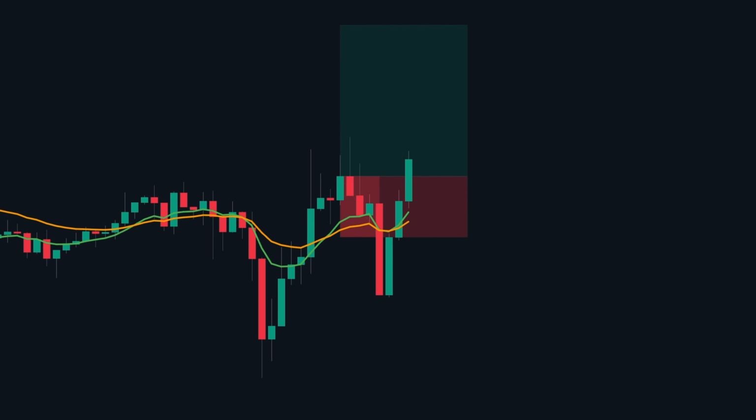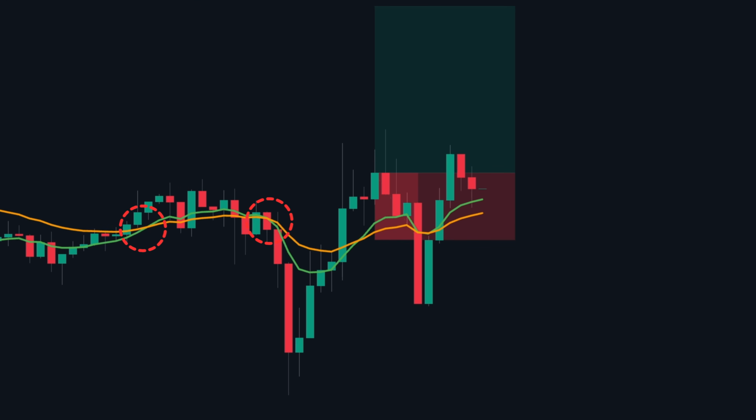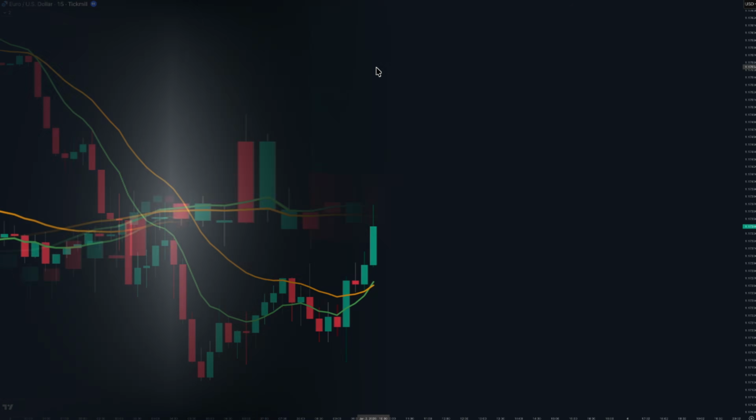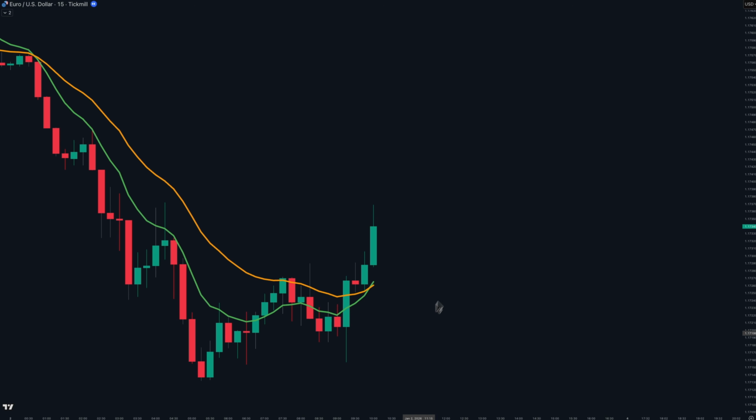Think of it like this. If the last two crossovers didn't deliver, why would the next one be any different? The market is telling you something. Listen to it. Let me show you what this looks like in practice.